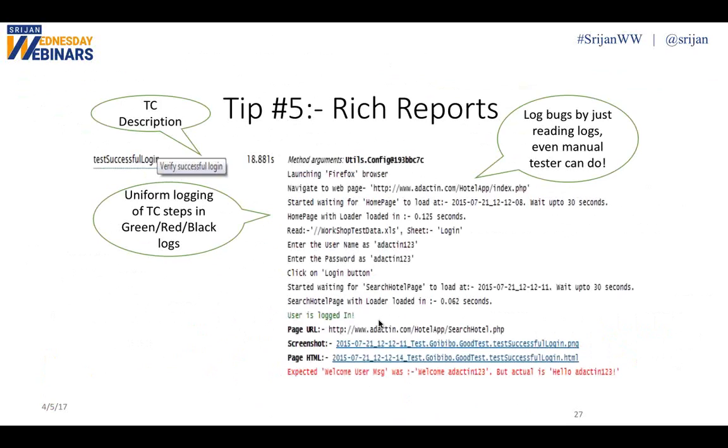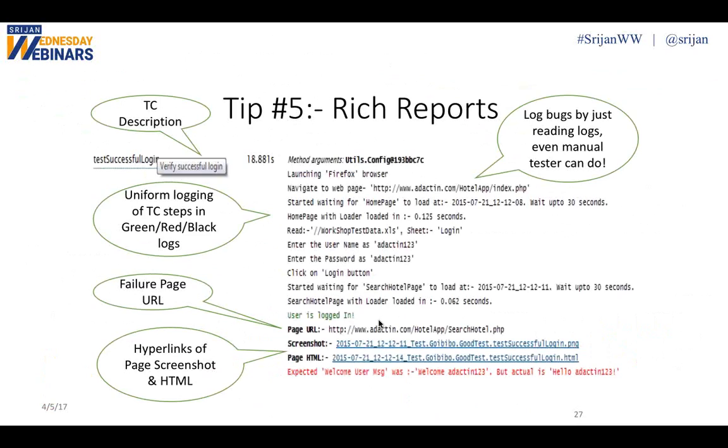Plus, you get the uniform logging of test case steps. Whatever actions happened when that test case was executing, you get the uniform logging of that. Remember, this is coming from the framework code layer, which we talked about earlier. And then you get the failure page URL, where the failure occurred. You get the screenshot of the failure and the page HTML, or how the page looked when the failure occurred.